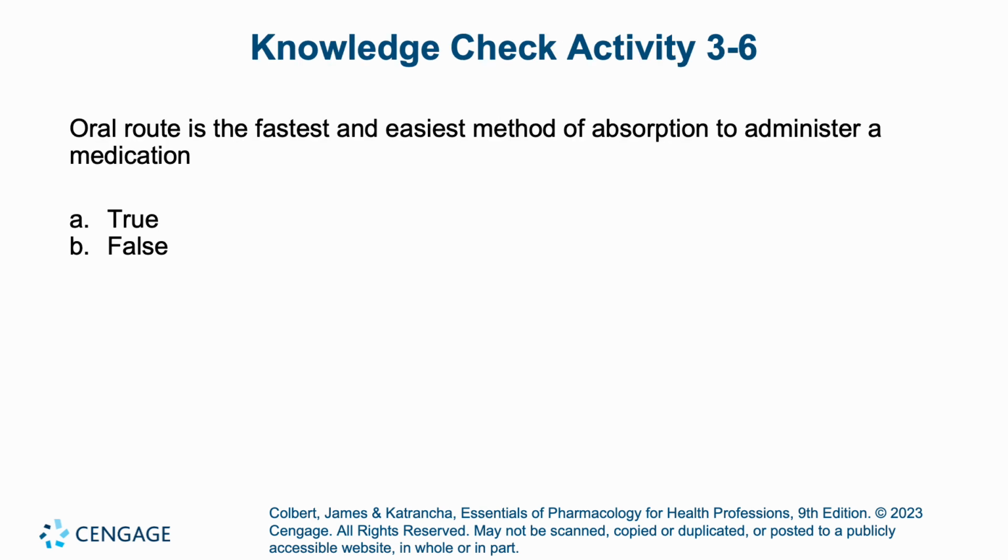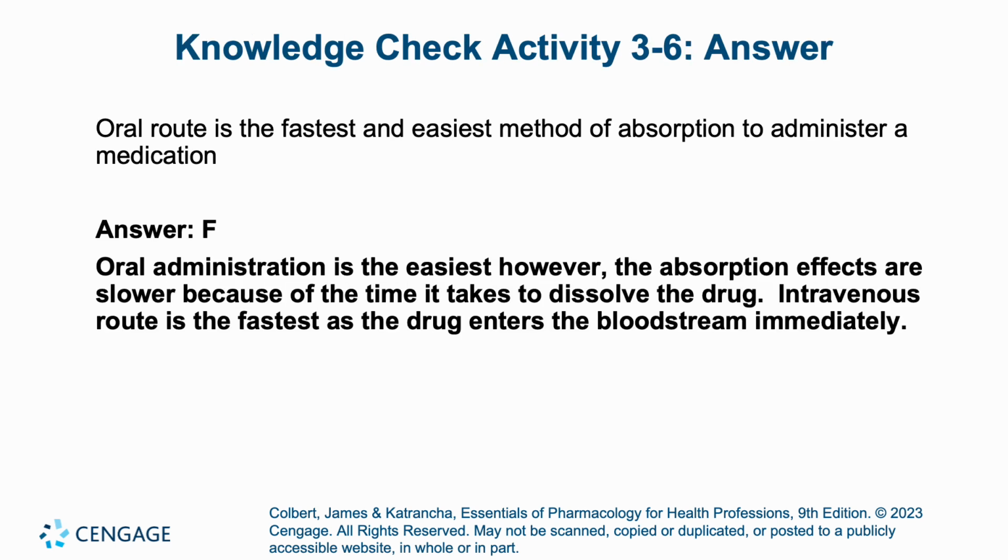So knowledge check. The oral route is the fastest and easiest method of absorption to administer a medication. True or false? The answer is false. Oral administration is the easiest. However, the absorption effects are slower because of the time it takes to dissolve the drug. Intravenous route is the fastest as the drug enters the bloodstream immediately.